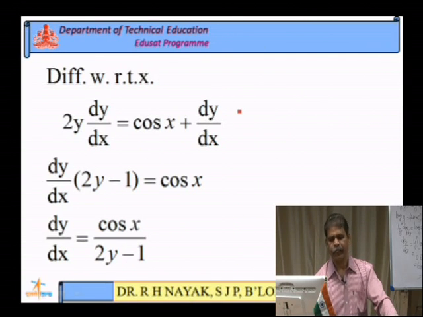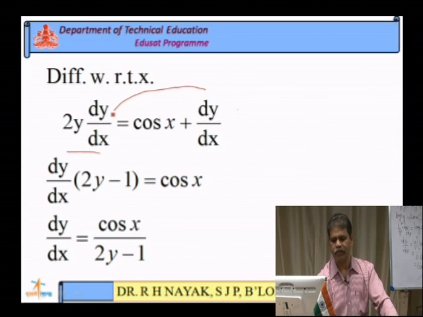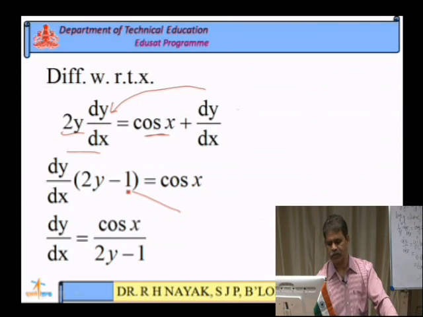Then we have dy by dx in two terms, this is 2y dy by dx, and then this dy by dx is taken to the left side, it will become minus. When it is taken outside, it will be dy by dx into 2y minus 1 is equal to cos x. Hence, dy by dx is what? Cos x divided by 2y minus 1. It goes to the denominator on the other side. This will be the proof.